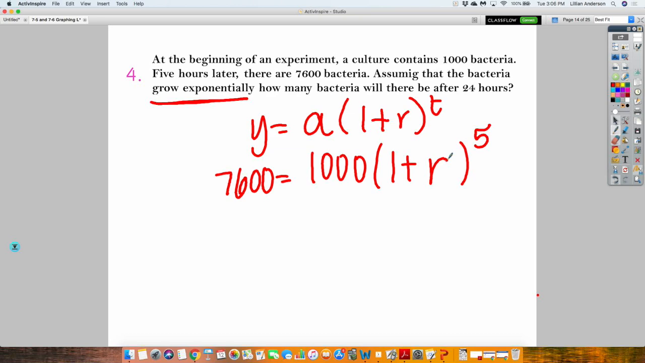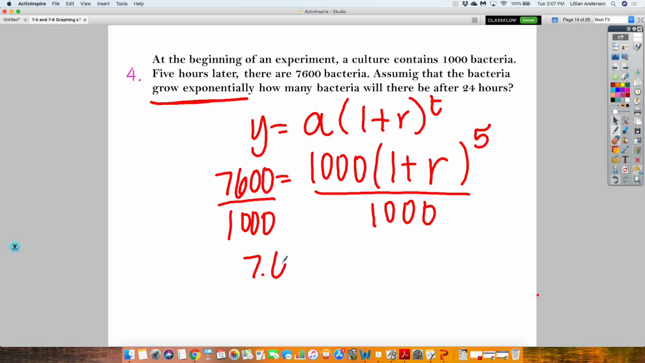What would I do? Divide by 1,000, because I'm trying to isolate my variable. This actually is an okay number. What is it? 7.6 equals 1 plus R to the 5th power. How do I get rid of that 5th power? I need to do the 5th root. Okay? I need to do the 5th root of both sides.